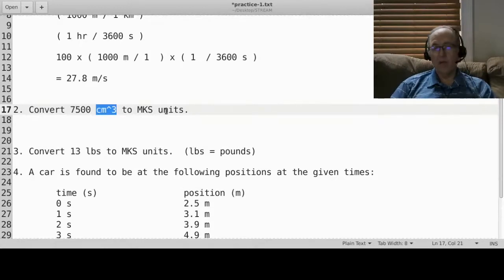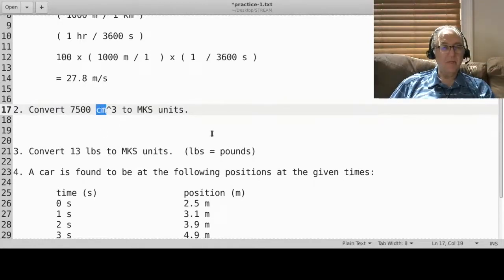And like I said, we won't need volumes this semester. I don't think they come up at all, actually, but they come up a lot next semester. And there's other squared units and cubed units that come up this semester, so we do need to have those. But this is a volume. It's like a length, a width, and a height. So a centimeter by a centimeter by a centimeter is a centimeter cubed. We have 7,500 of these, but we want to convert to MKS.